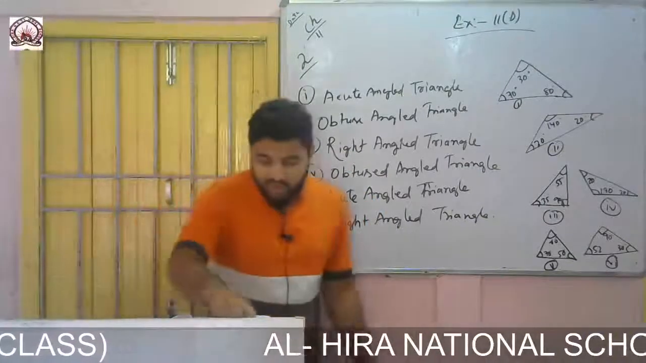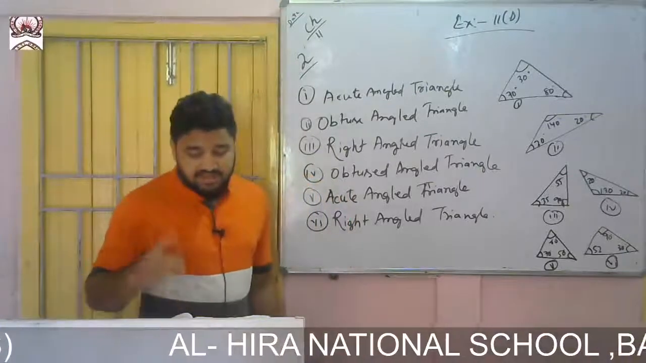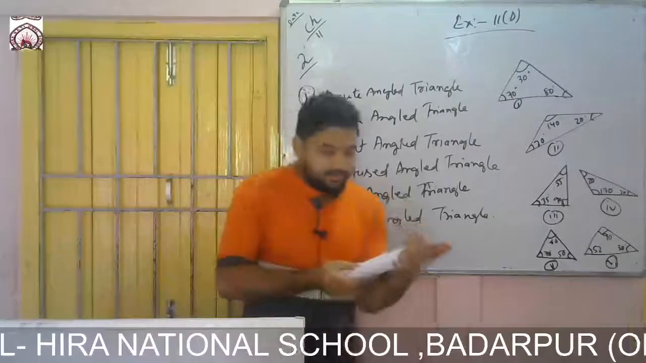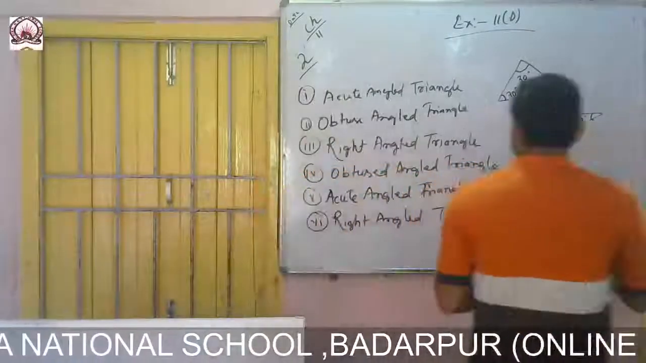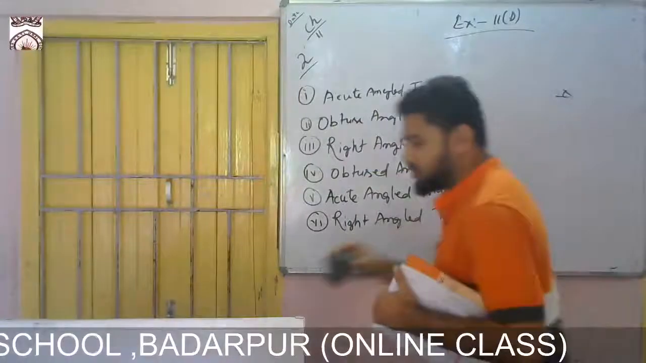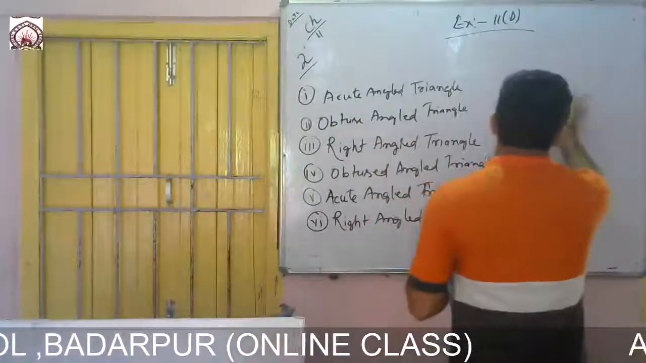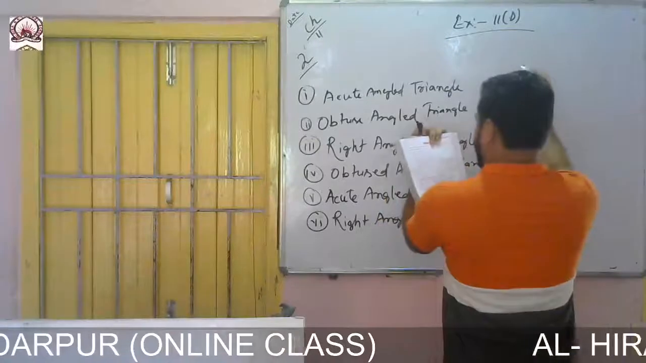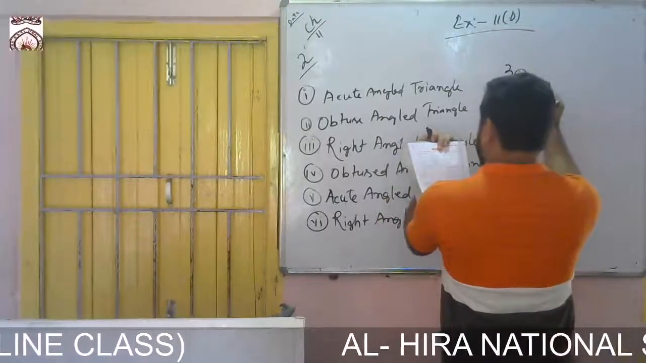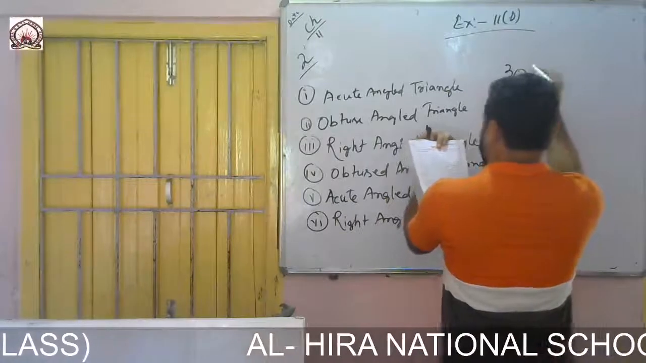So let us solve now question number 3. Roman 1, it is 6, 8, 10. So 6, 8, 10, they are different. So it will be a scalene triangle.